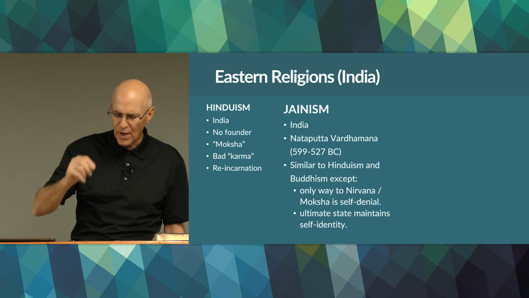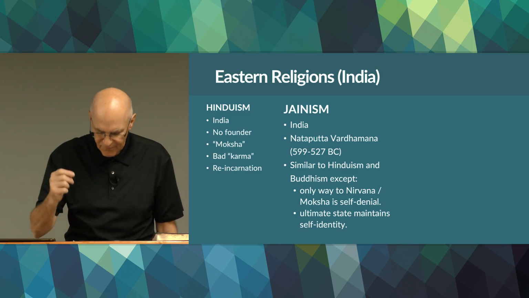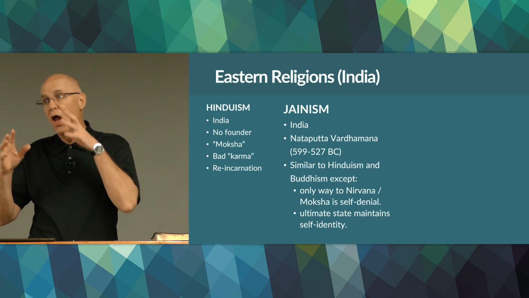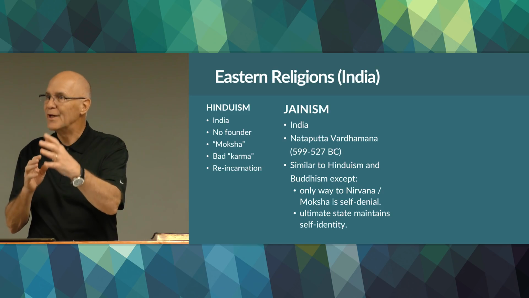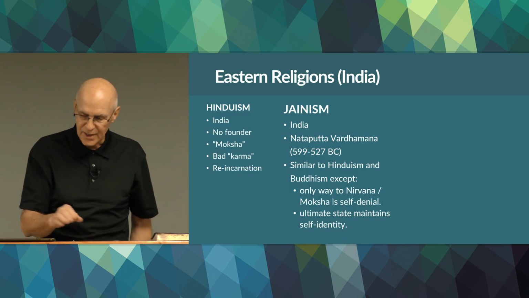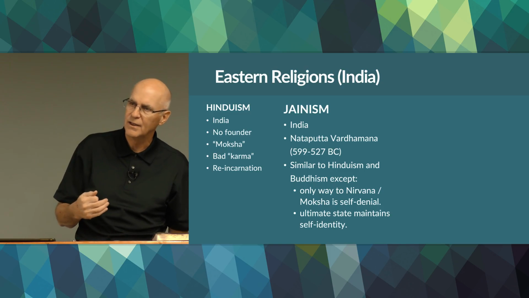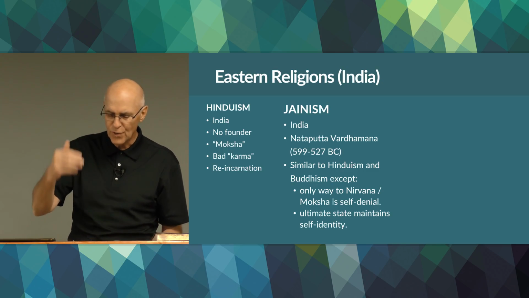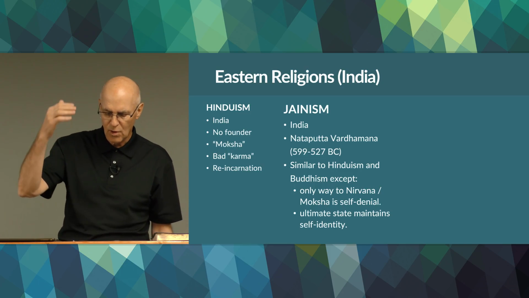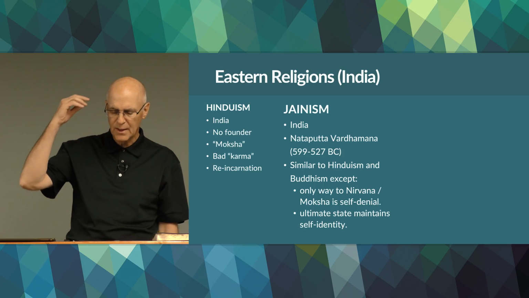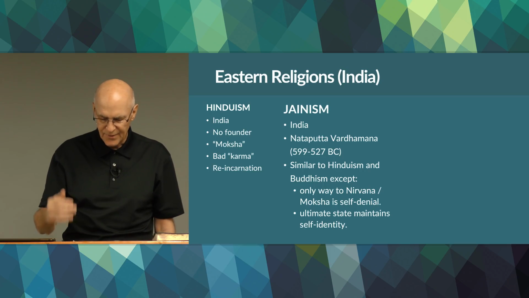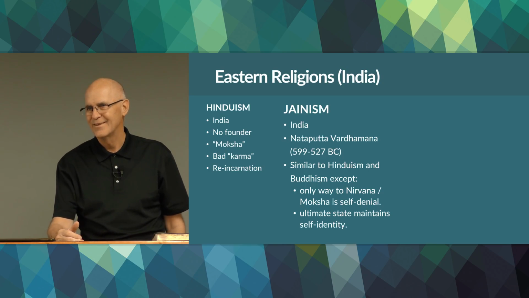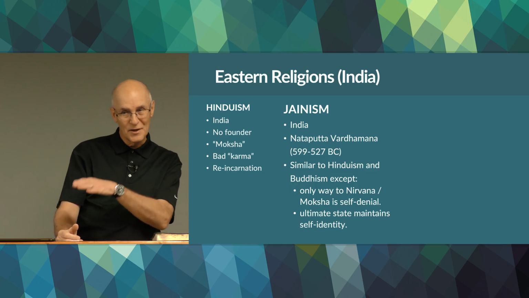One, the only way to reach it was self-discipline and self-denial, not knowledge. In Hinduism or Buddhism, knowledge could get you there. But in Jainism, only self-denial could get you to moksha. And also another difference, once you reached it, the individual becomes part of the whole, but is not completely oblivious. The individual still has consciousness. So you see the difference?